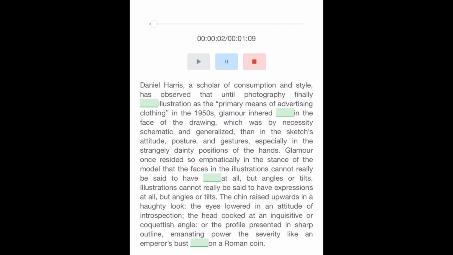Daniel Harris, a scholar of consumption and style, has observed that until photography finally supplanted illustration as the primary means of advertising clothing in the 1950s, glamour inhered less in the face of the drawing, which was by necessity schematic and generalized, than in the sketch's attitude, posture, and gestures, especially in the strangely dainty positions of the hands. Glamour once resided so emphatically in the stance of the model that the faces in the illustrations cannot really be said to have expressions at all, but angles or tilts.